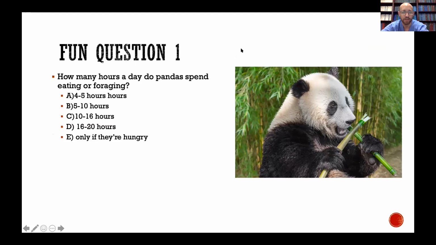And then our fun question, this was obviously a question that Jason Chan prepared. How many hours a day do pandas spend eating or foraging? No, sorry, I just realized I messed up putting the poll questions in. Jeff, you have any idea? Or do you already know the answer? I saw the answer when I was putting it in the PowerPoint, unfortunately.